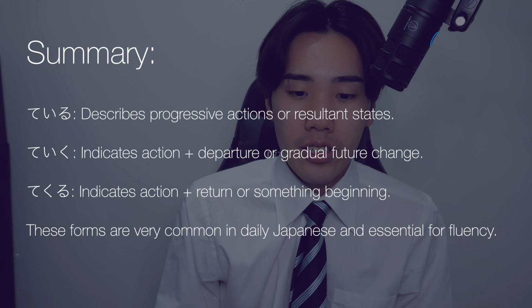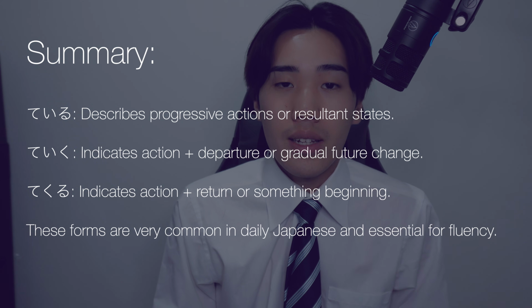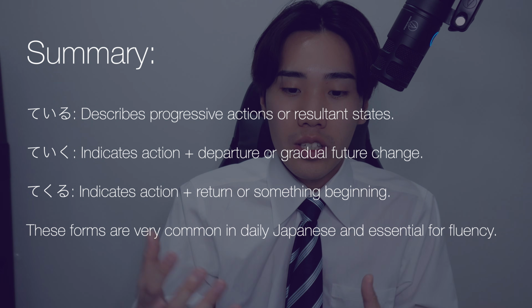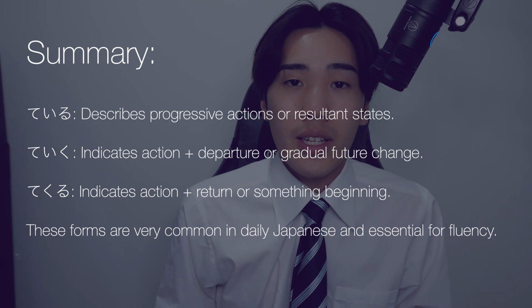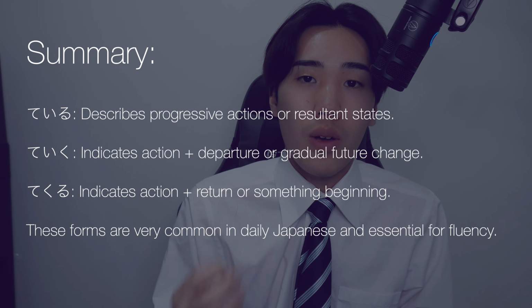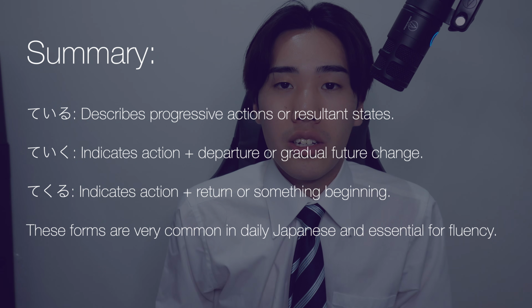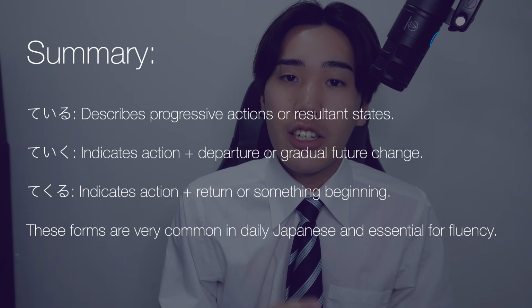So now that I've explained ている, て行く, and て来る, let me summarize the whole lesson. ている basically describes progressive actions and resultant states. て行く, on the other hand, indicates an action and that the subject goes somewhere, or a departure. It can also mean a gradual future change. て来る, on the other hand, indicates an action and a return. Or it can also imply that something is beginning, an event is happening. These forms are very common in the Japanese language, so it is essential for you guys to know how to use ている, て行く, and て来る.